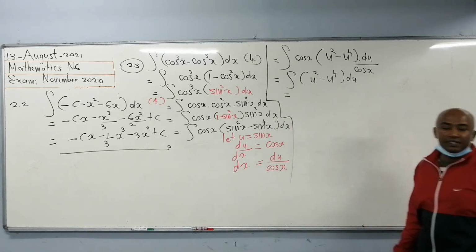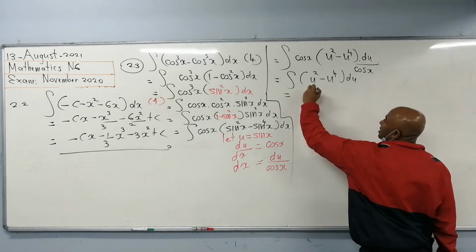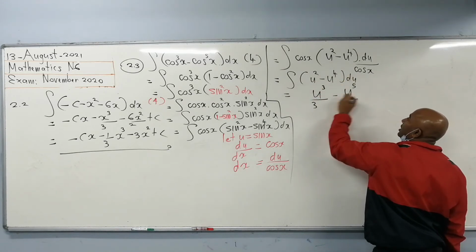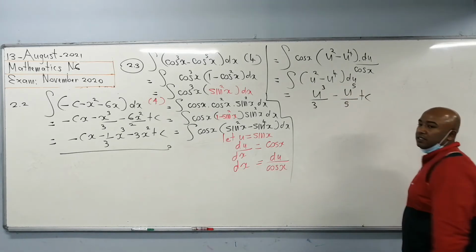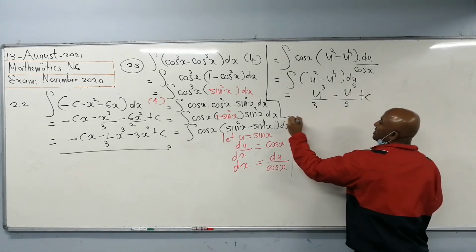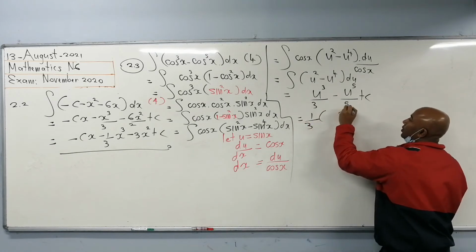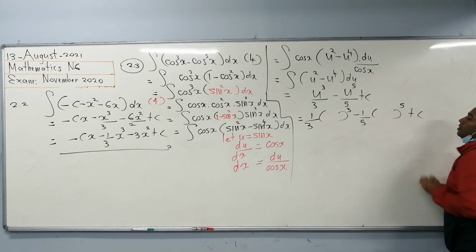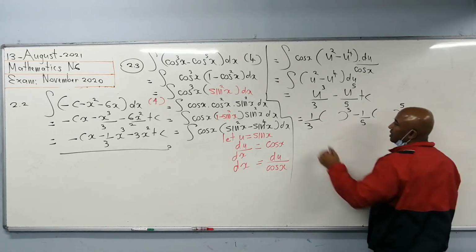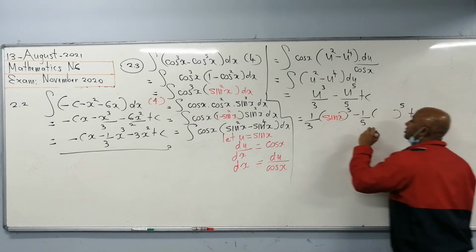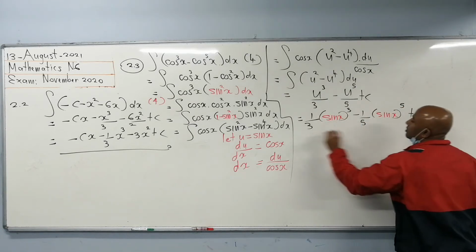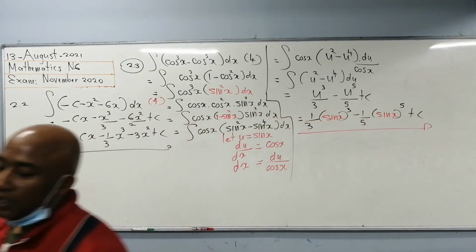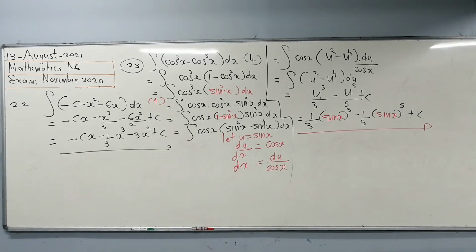And now I can integrate with respect to u. So that's going to be u to the power 2 plus 1, which is 3, over 3, minus u to the power 5 over 5, plus c, and you're done. Don't forget to substitute back for u. u was sine. That was that. Let's move on to the next question.